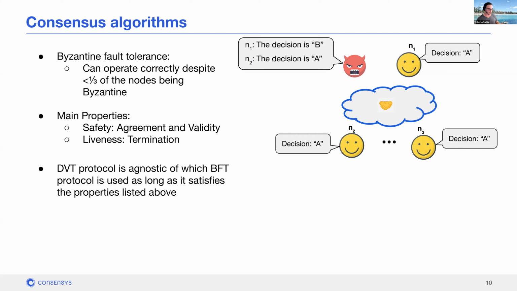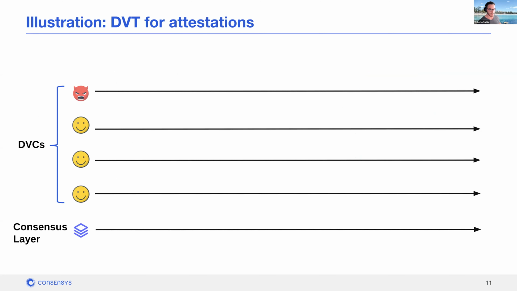Now, the DVT protocol itself is kind of agnostic of which BFT protocol is used, as long as it satisfies these properties. In a way, the idea here is that people can choose different protocols, perhaps protocols that work under different conditions, as long as these properties are satisfied. So I just want to give a brief illustration of how DVT works in the case of attestations.